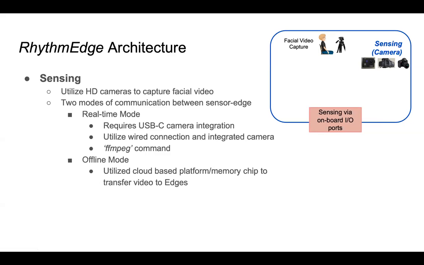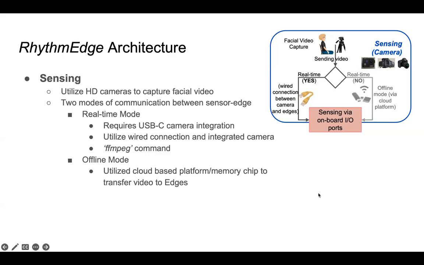So in the sensing phase, the limited resource edge devices receive the input facial video to infer the PPG form. Our RhythmEdge can operate in real-time mode and also in offline mode. In real-time mode, the edge device senses the input video via a wired connection, which is a USB-C camera, to capture video on the fly. Alternatively, in the offline mode, the edge device receives memory chips or cloud platforms like Drive, GitHub to receive the captured facial videos. The real-time mode and offline mode vary only in the sensing phase.